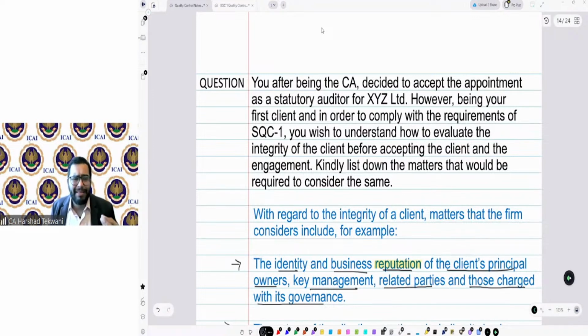So, some examples of the matters that the firm needs to consider to understand whether the firm has the capabilities or not.